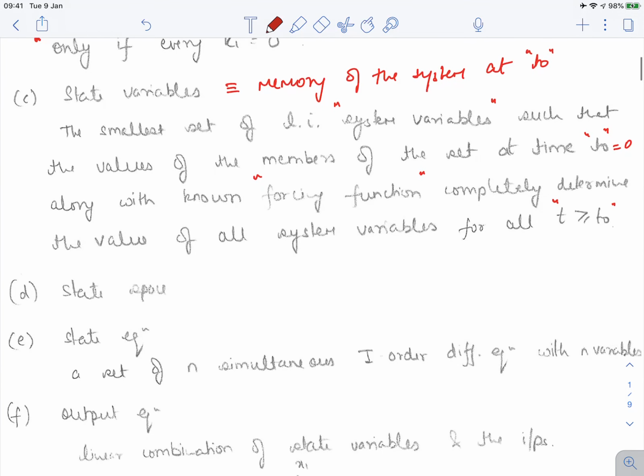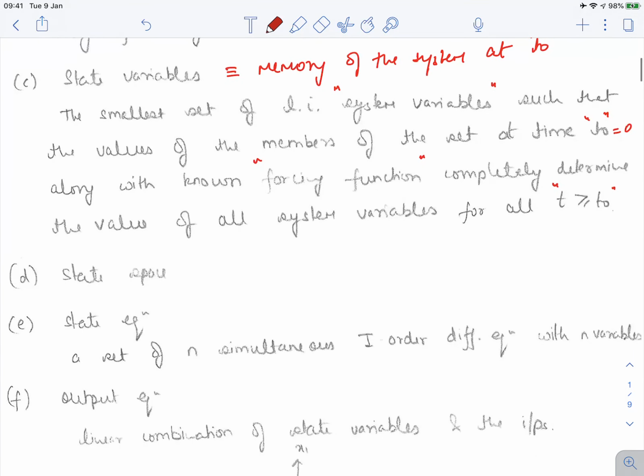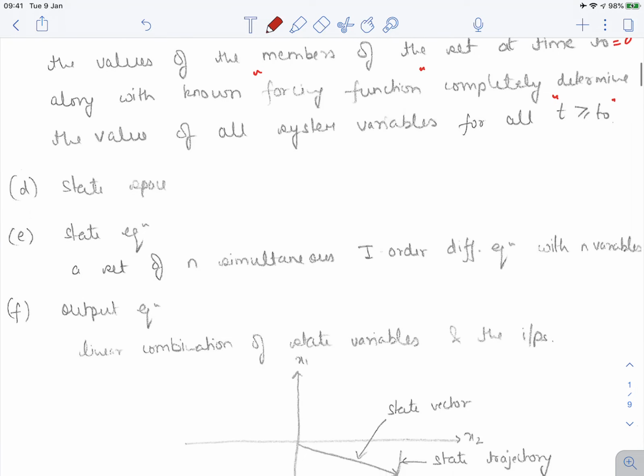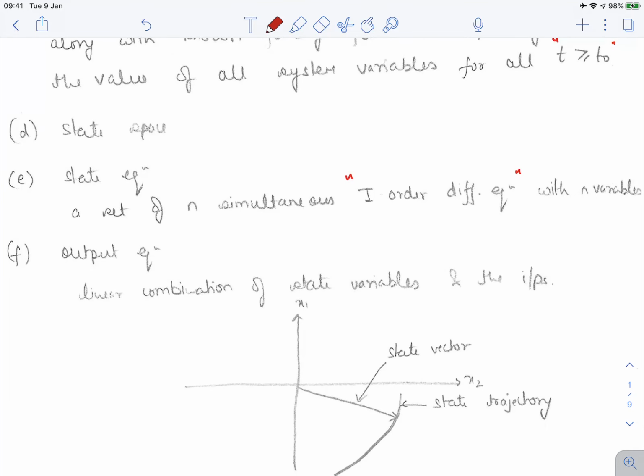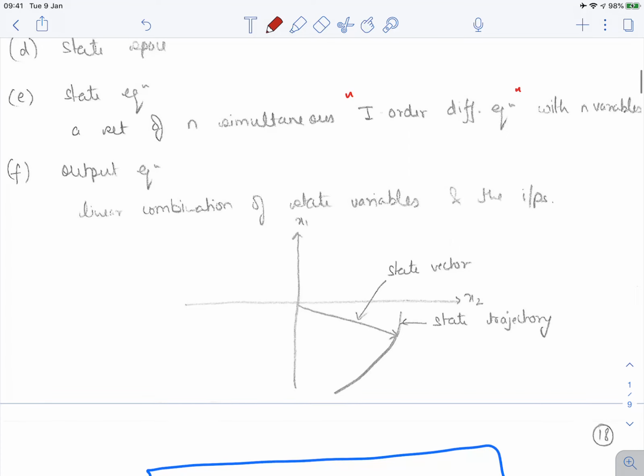Then the space which is formed by the state variables, we call it the state space. And similarly, the state equation is a set of n simultaneous first order differential equations. So this is the key part here, the first order differential equations with n variables. And we will come on to the state equations and the output equations. The output equation is nothing but a linear combination of system variables and the inputs. So this is what I mean by the state space.